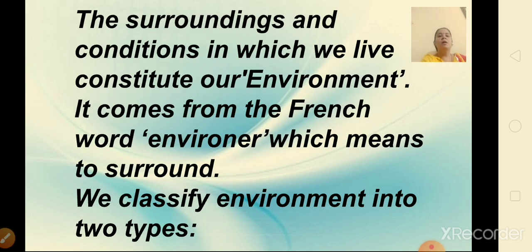Students, the earth is the home of human beings and other living organisms. This is possible due to the presence of favorable living conditions which make up their environment. The term environment refers to all the external conditions in which a living organism lives. It comes from the French word environner, which means to surround.